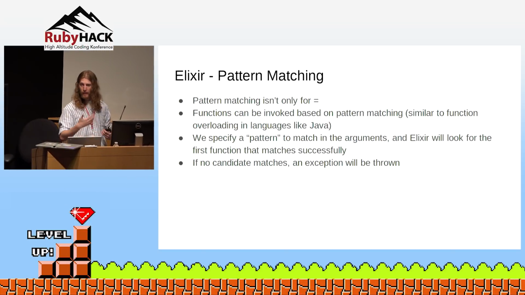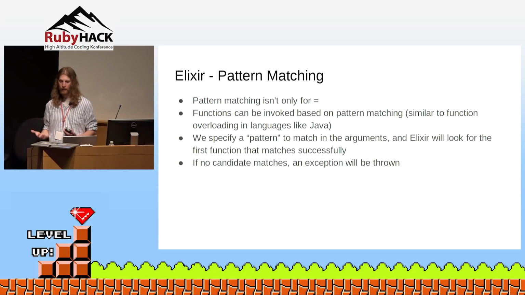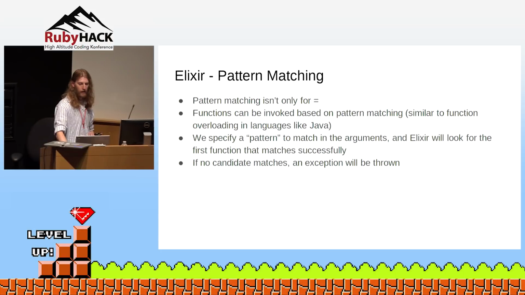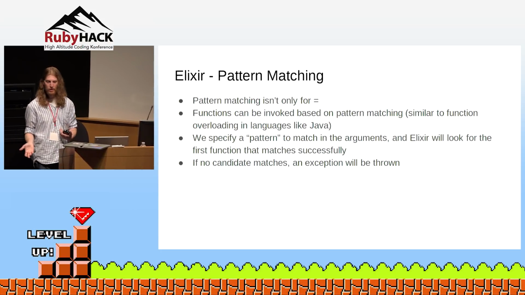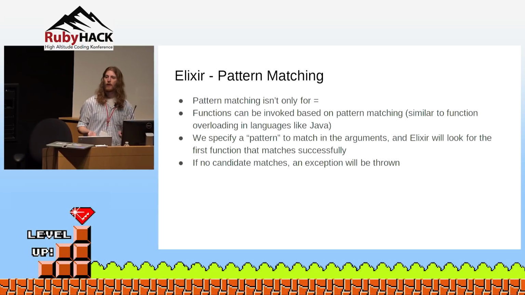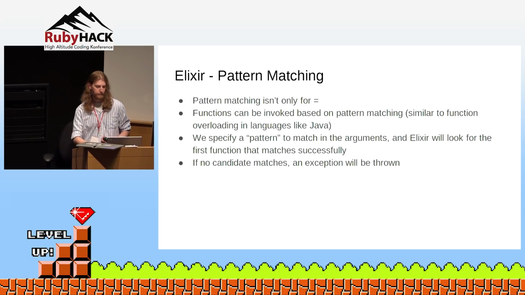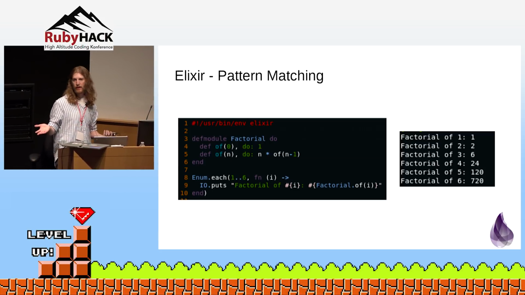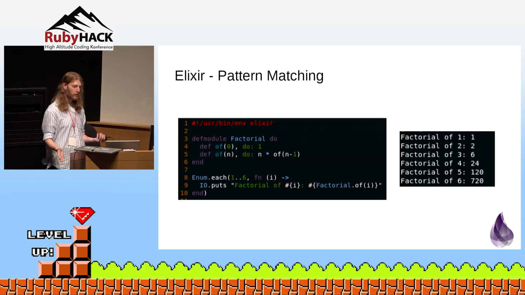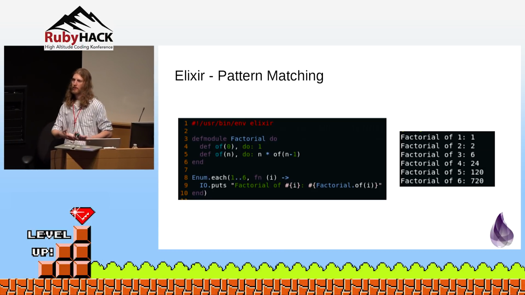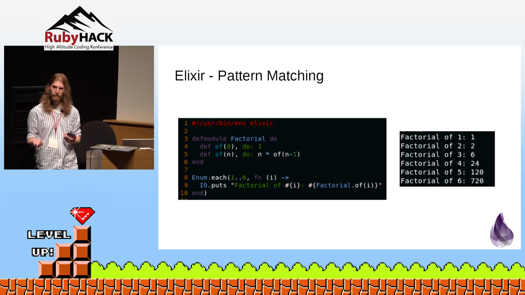As I mentioned, you specify a pattern in the argument list, and we'll take a look at that here. Key to remember, if no candidate matches, an exception will be thrown. So that is basically how you can see, oh, none of my functions matched. So here's an example. Factorial is like the hello world of functional programming because it's a naturally recursive problem, which works very, very elegantly in functional languages.